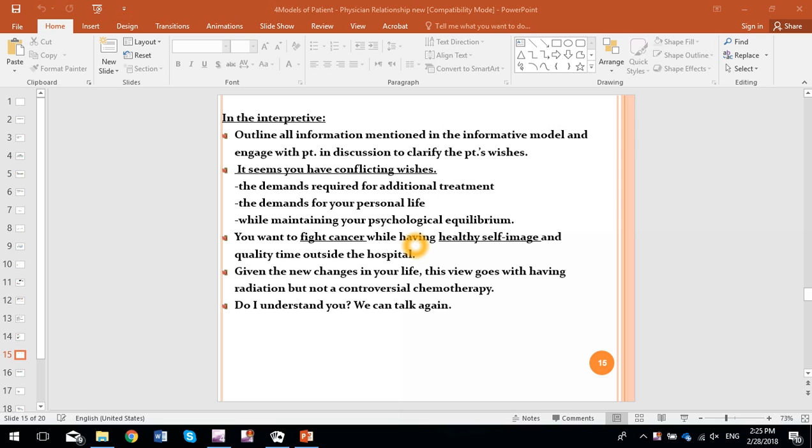So he is clarifying here the patient's wishes. This is what's called interpretive. He tries to translate what the wishes of this patient are. Still, he did not interfere in anything. All he says is trying to clarify the wishes, and he asked whether he understood her or not.